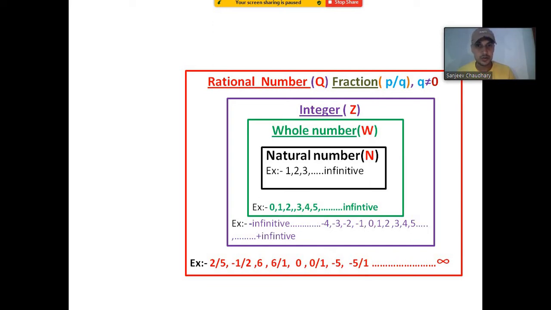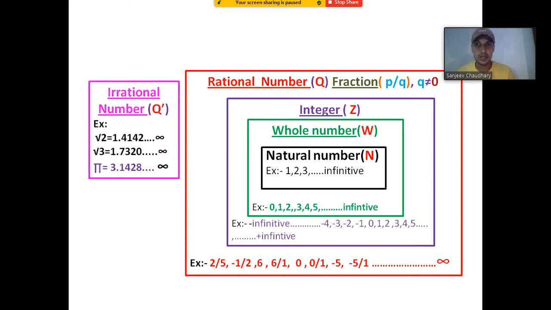Examples are 2 upon 5, minus 1 upon 2, 6. We can write 6 as P upon Q, so we can write 6 upon 1. 0, we can also write 0 as 0 upon 1. So this is also in the form of P upon Q where Q is not equal to 0. Similarly, it will go on towards the infinity.